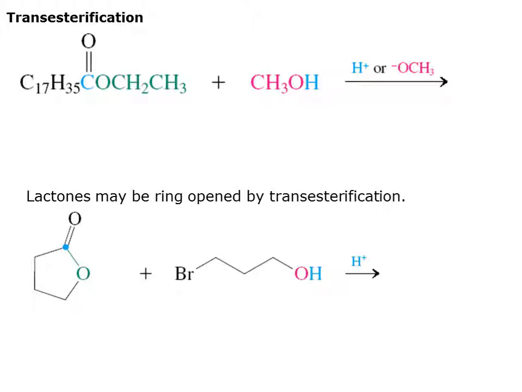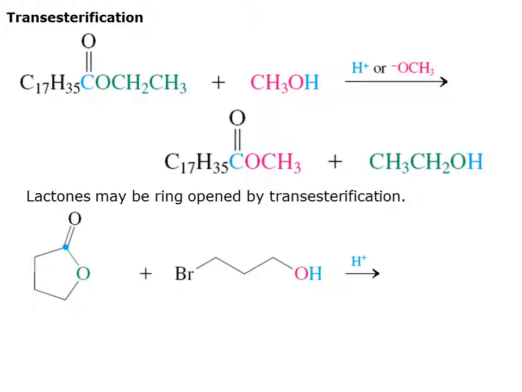Same reactions can happen with opening rings. The top one's just an example of looking at how our functional group changes. So if we had an ethyl ester, we can react it with methanol to make a methyl ester.